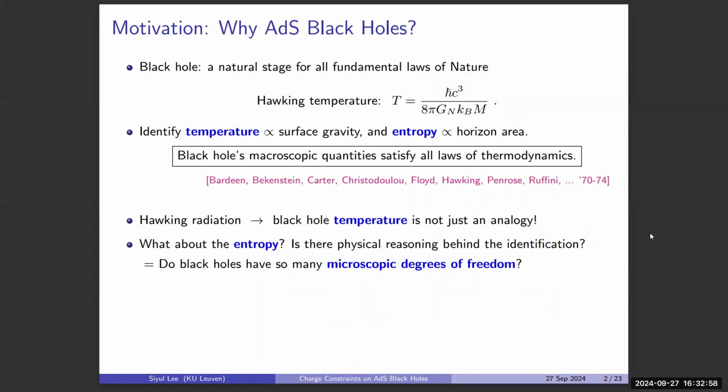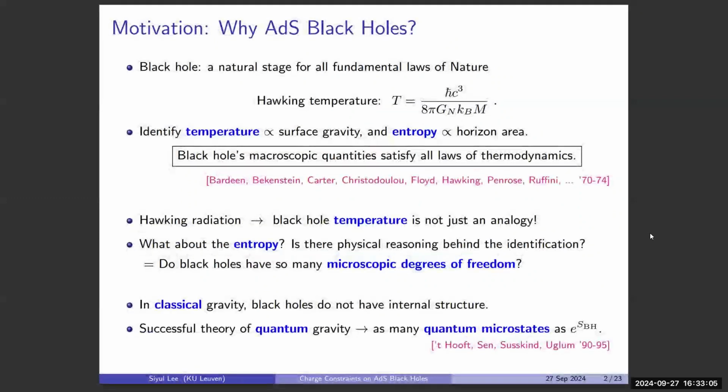So we want to find such a number of microscopic degrees of freedom from black holes. But unfortunately, in classical general relativity, black holes don't have any internal structure. It's like a gas, except that we know that it consists of molecules. So this is the limitation of classical gravity. And if there is any successful theory of quantum gravity, what it must do is to identify as many quantum microstates as e to the Bekenstein-Hawking entropy.